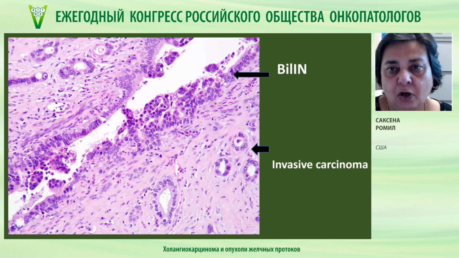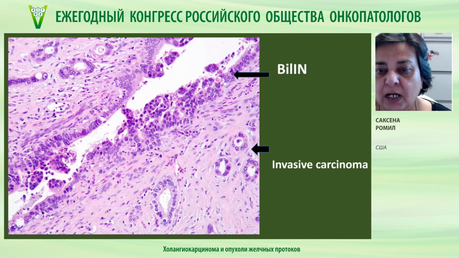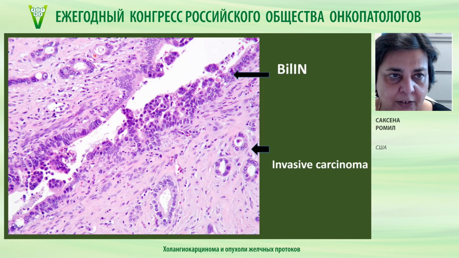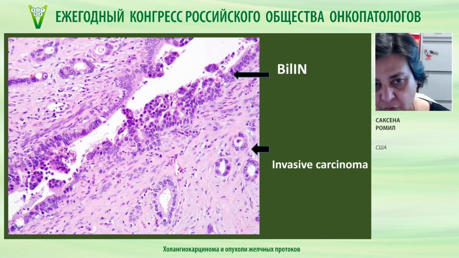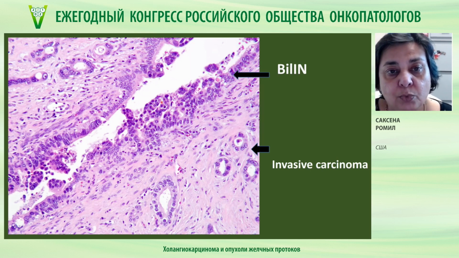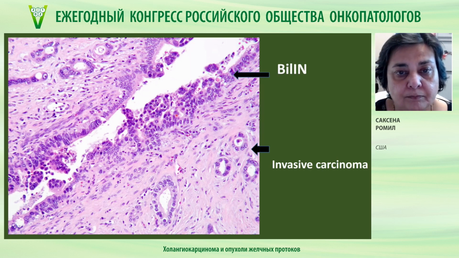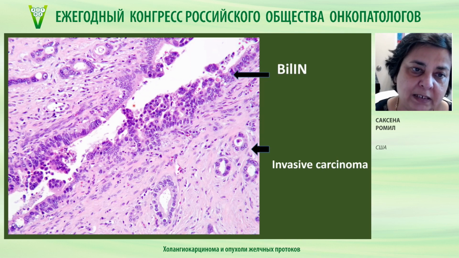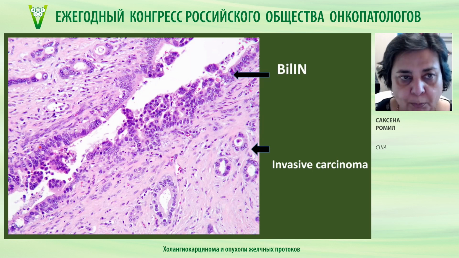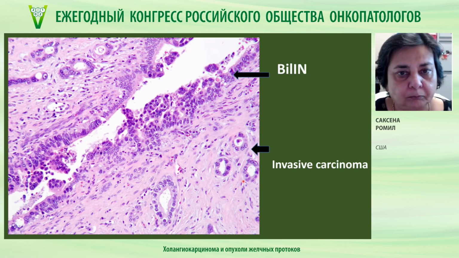Another example of invasive adenocarcinoma. This is the large duct type of adenocarcinoma or cholangiocarcinoma. And we see that the duct, the adjoining duct, has these multi-layered nuclei. They are hyperchromatic, they are enlarged, and they've lost their polarity. So this is, again, biliary intraepithelial neoplasia, giving rise to invasive carcinoma.